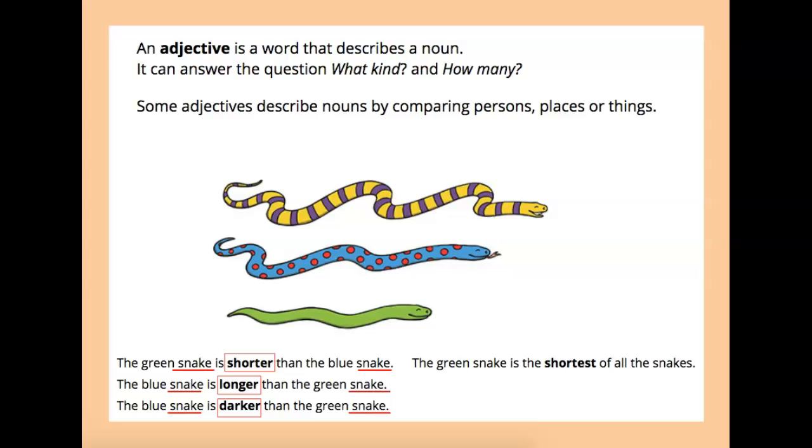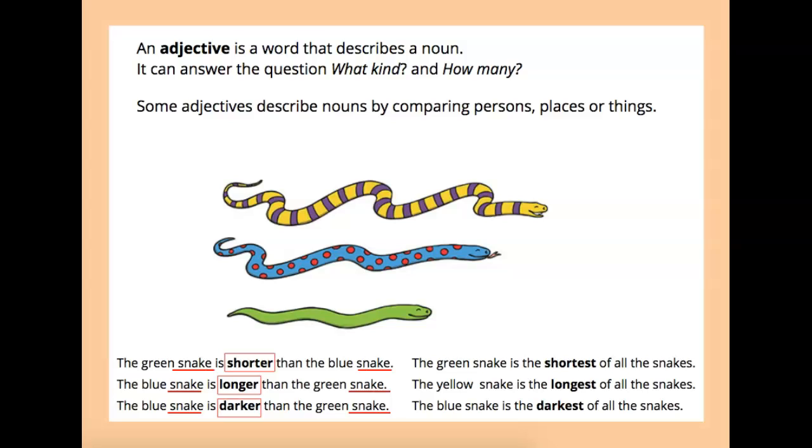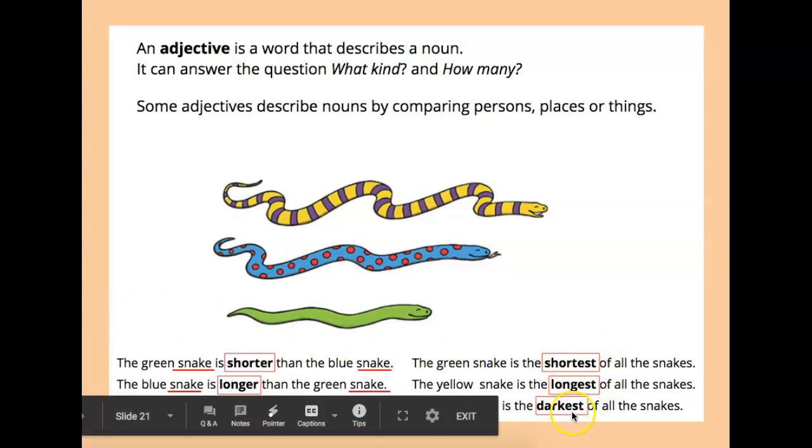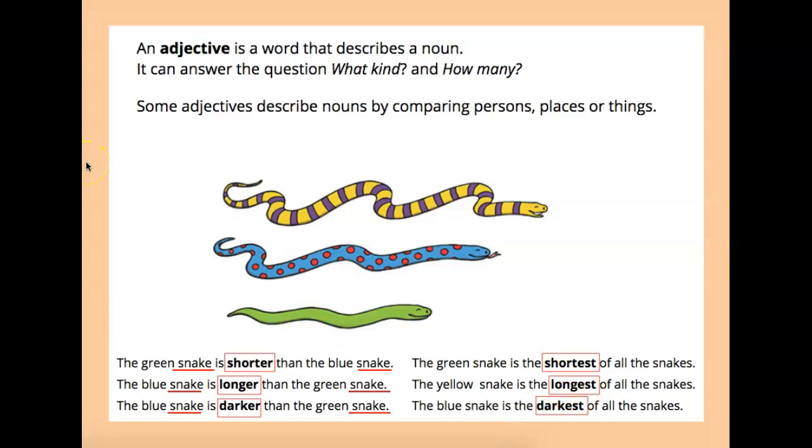Then which snake is the longest? The yellow snake is the longest of all the snakes. Then which snake is the darkest? The blue snake is the darkest of all the snakes. What do you notice about the ending of each of these adjectives? You can tell that they all end with est. So when we are comparing more than two things, we add the suffix est. What nouns did we compare? We compared three snakes.